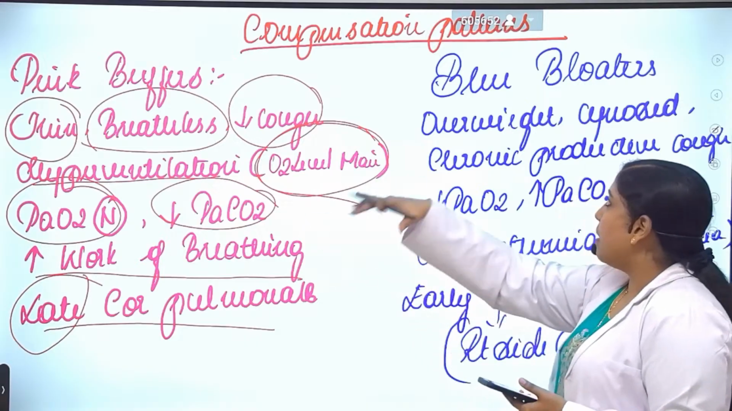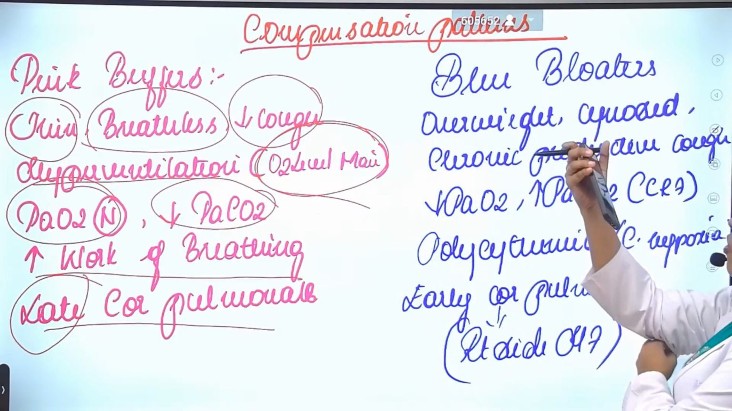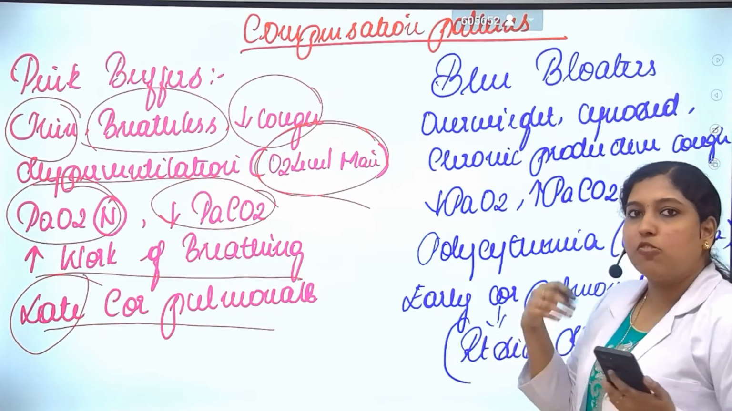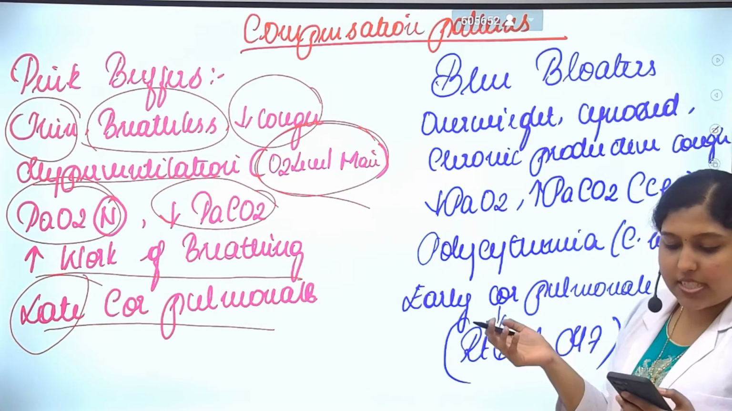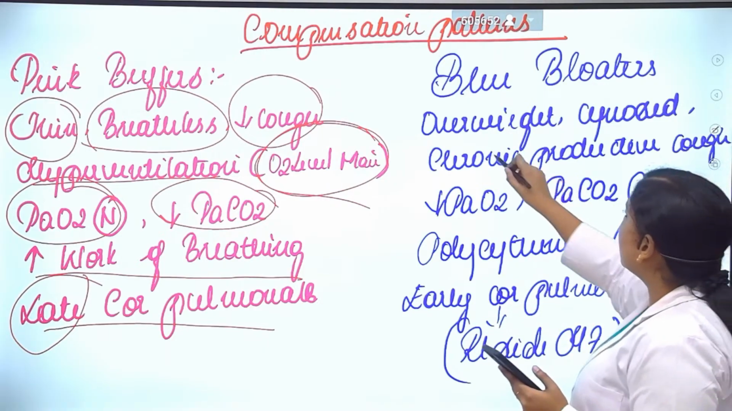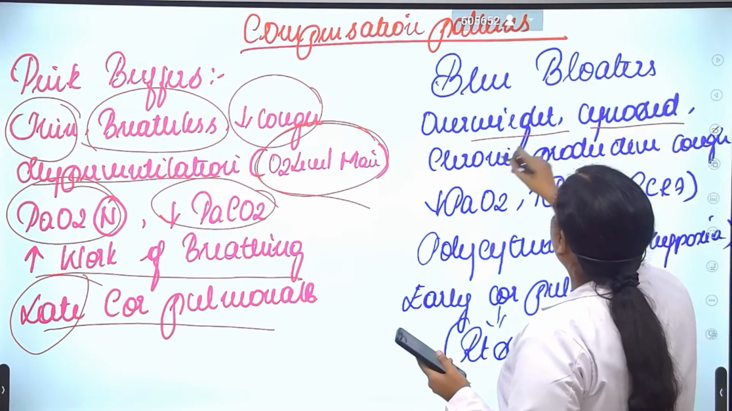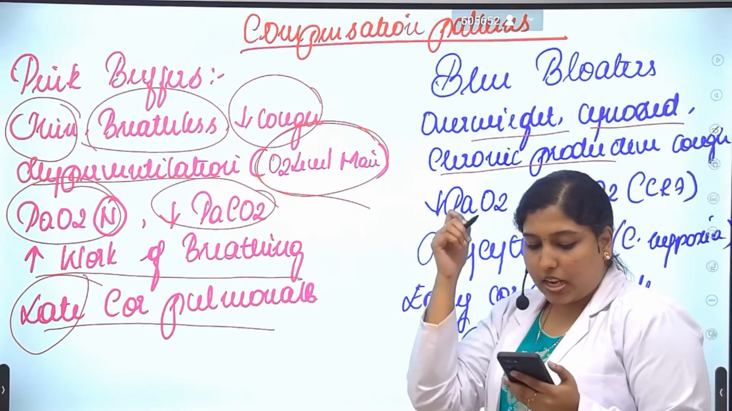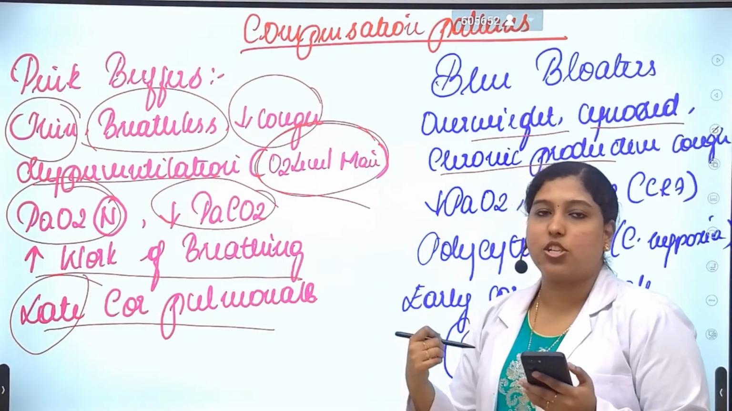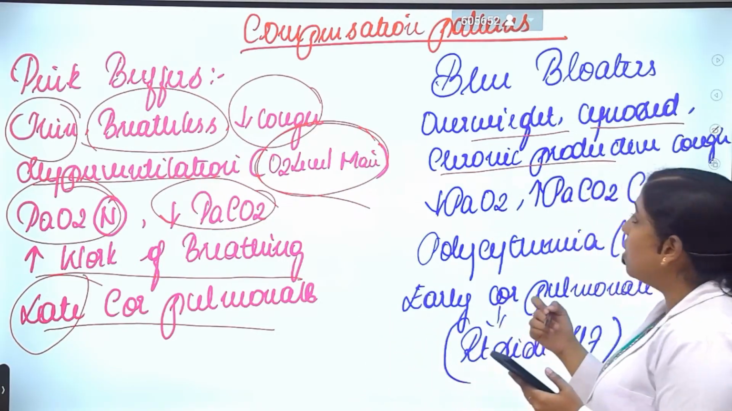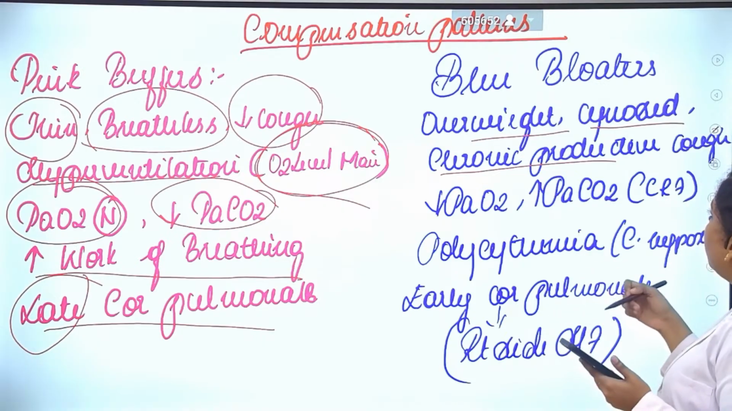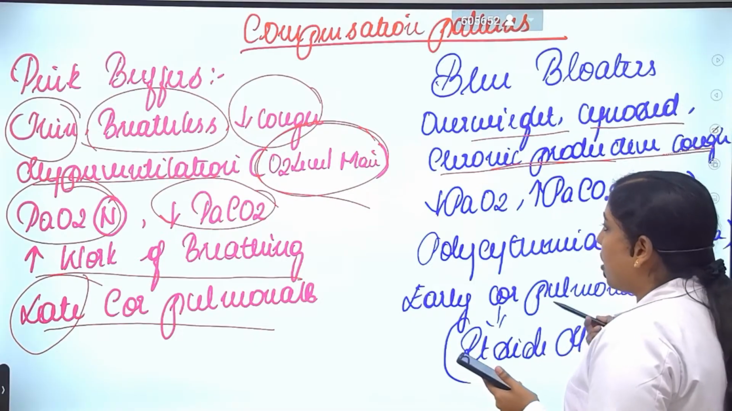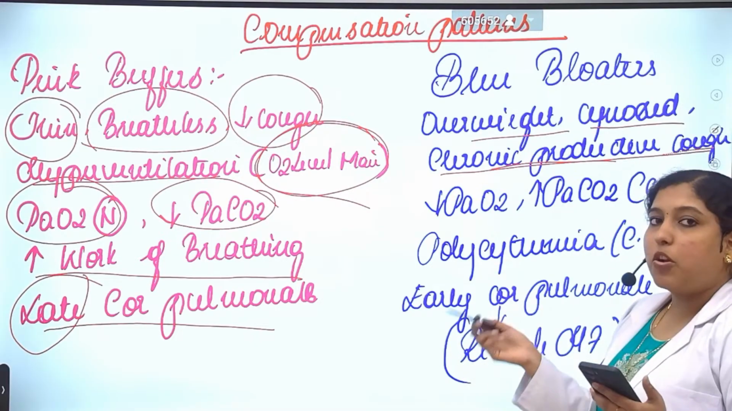On the other hand, coming back to blue bloaters, that is your chronic bronchitis compensation. Here the patient will have excessive mucus production, and the physical examination findings will tell the patient is overweight and cyanosed. Cyanosed because there is a lack of oxygenation, because of the narrowing of the airway. The patient will look overweight and cyanosed, and there will be a chronic productive cough, as we were telling, because of the excessive mucus production.